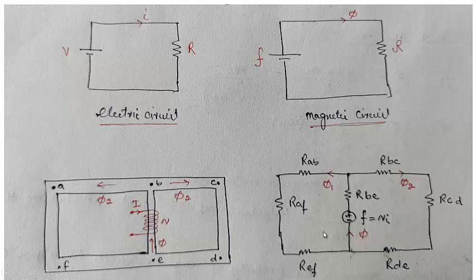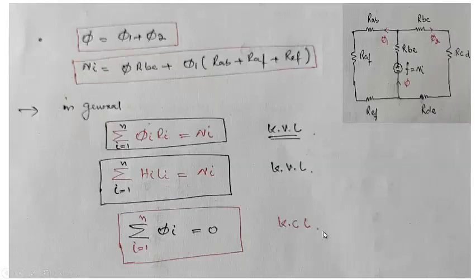That is, we can have simply R equivalent equal to RBC plus RCD plus RDE. And here, phi will be equal to phi 1 plus phi 2. From this, I have represented the circuit again. This phi is equal to phi 1 plus phi 2. It is a key cell in the magnetic circuit. And Ni will be equal to RBE into phi, plus phi 1 into RAB plus RAF plus REF. Similarly, F is equal to Ni, that is equal to phi into RBE plus phi 2 into RBC plus RCD plus RDE.